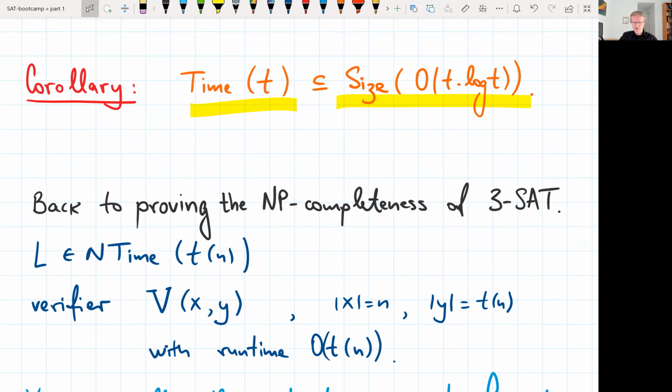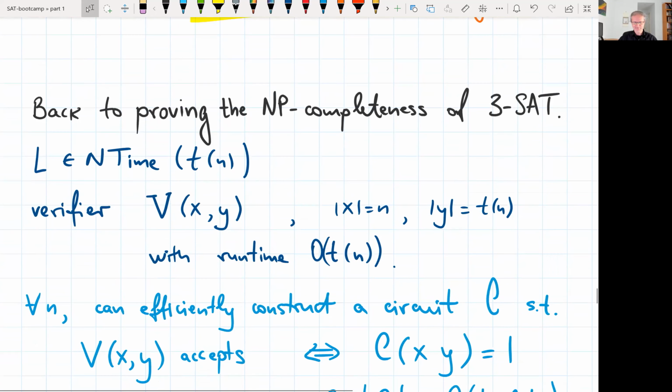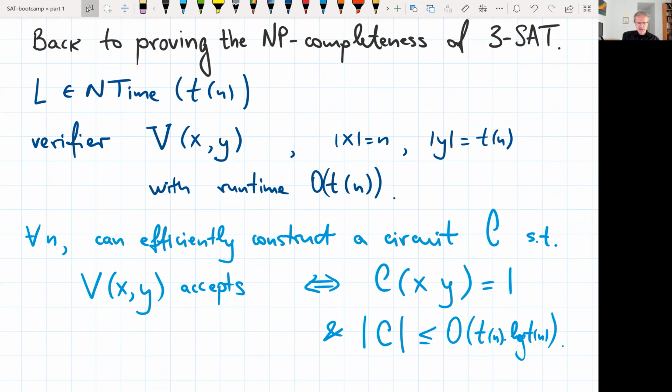Now let's go back to proving the NP completeness of 3SAT. So remember, I promised you that if you give me a language L in non-deterministic time t, then I can build a 3CNF of size roughly t log t, such that the input is in the language if and only if the appropriate 3CNF, that is the output of my reduction of size t log t, is satisfiable. Okay, so let's see how we can do that.